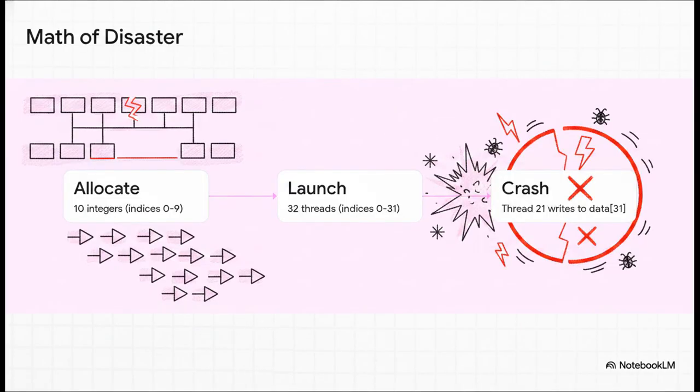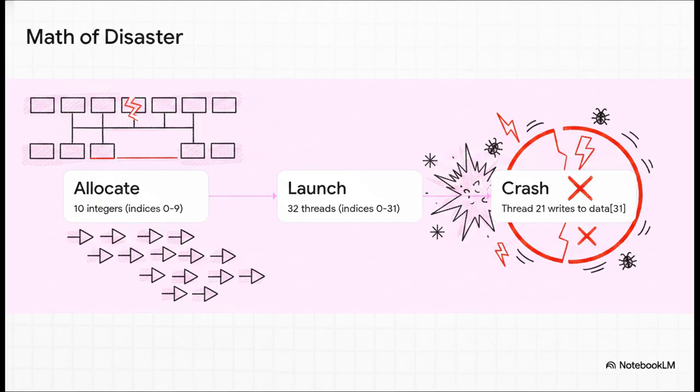Let's actually break down the math of why this is a complete disaster. Over in Step 1, we only allocated 10 integers. That means our valid array indices are strictly 0 through 9, right? But look at Step 2. We launched 32 threads, numbered 0 through 31.